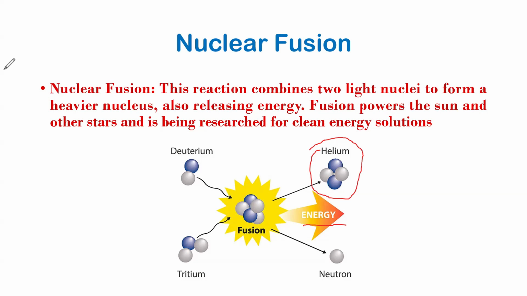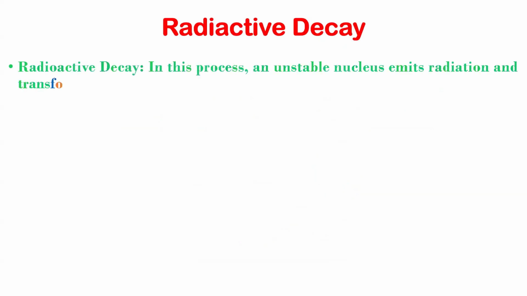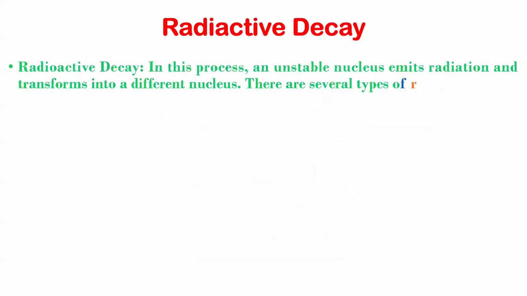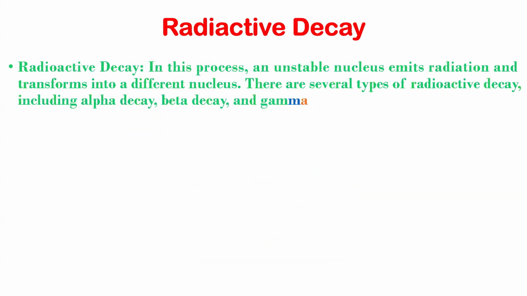So, and then the next thing that we are going to look at under nuclear reactions is radioactive decay. So, in this process, an unstable nucleus emits radiation and transforms into a different nucleus. And there are different types of radioactive decay, including alpha decay, beta decay, and gamma decay.